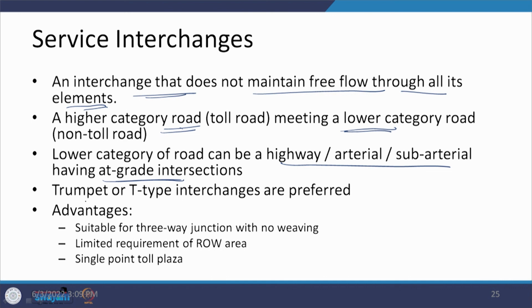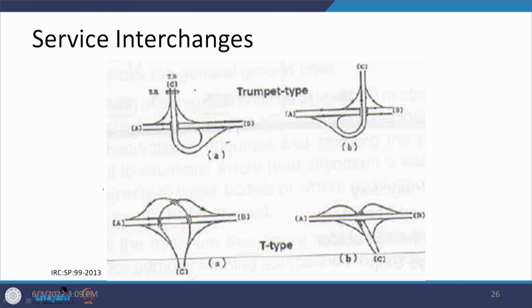So, that is why this type of interchange is defined as a service interchange. The examples can be Trumpet or T-type interchanges, etc., and they are suitable for three-way junctions with no weaving, limited requirements of ROW, right of way, and a single point toll plaza is another thing which can be provided when we are looking at these Trumpet type designs. So, you can see the designs being shown here.